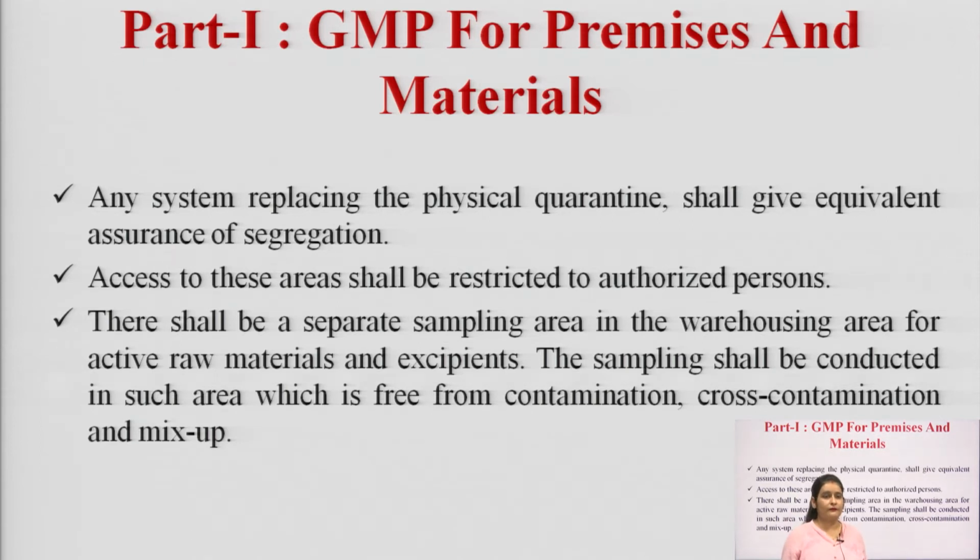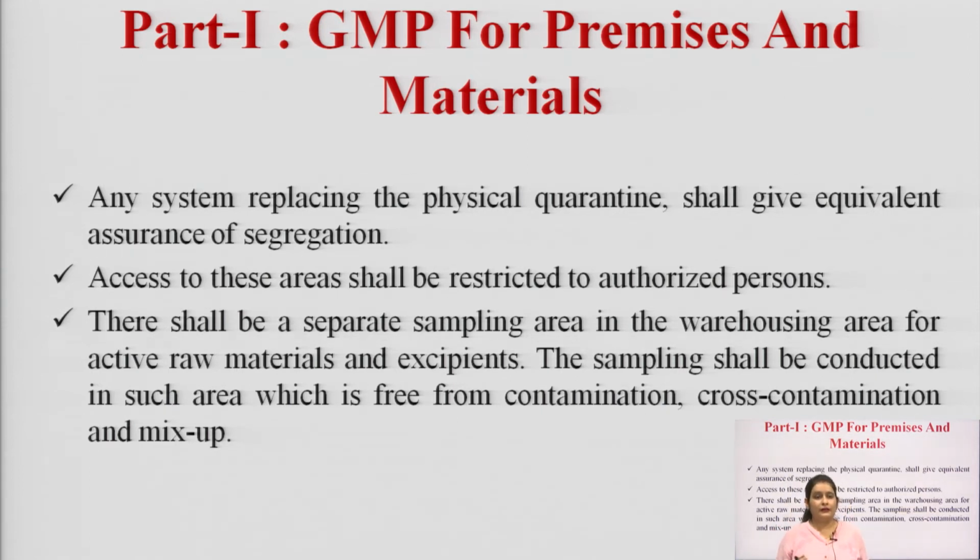So, here we are talking about the warehousing system which is required by good manufacturing practices according to Schedule M. Access to these areas shall be restricted to authorized persons only. There shall be a separate sampling area in warehousing for active raw material and excipients.